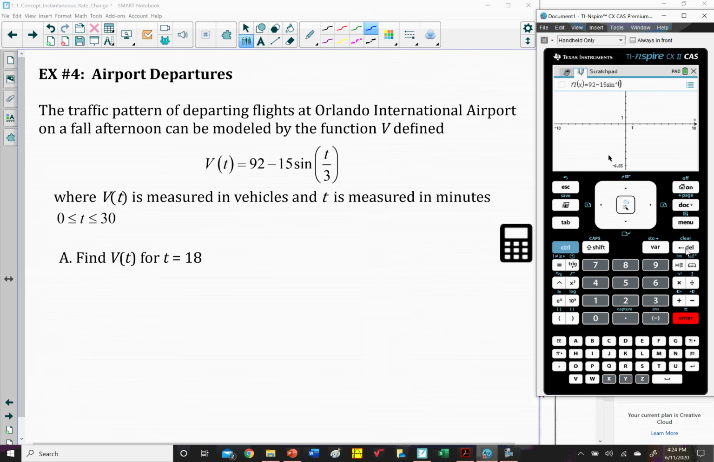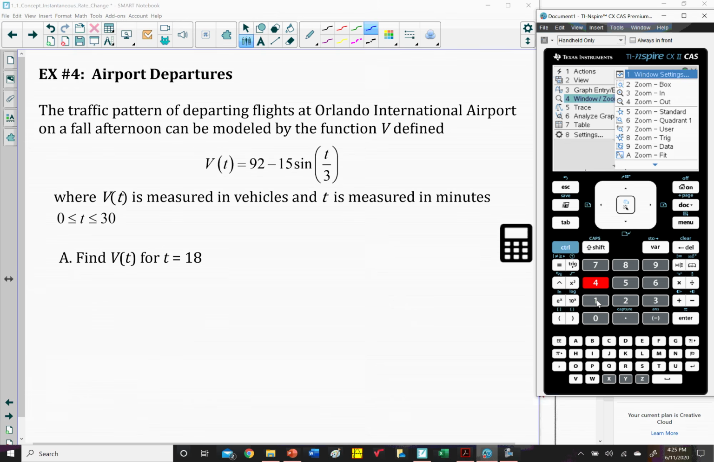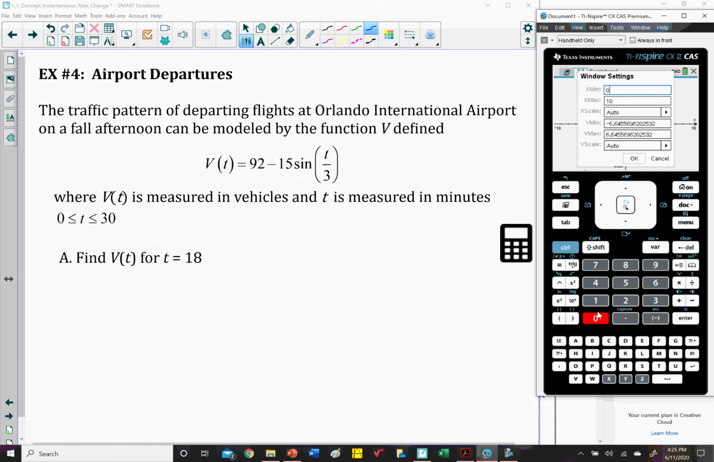So this example is talking about the traffic pattern of the cars that are leaving the departing flights lane at the airport. Whoop, I got sine inverse there. Don't want sine inverse, I want sine of x over 3. And we'll have to adjust the window so we can get a sketch of it. I believe they want us to sketch it. So that's under menu 4, 1. I set my settings from 0 to 30 minutes.